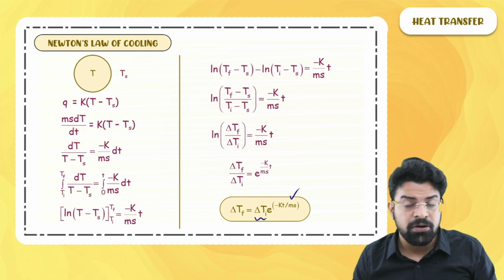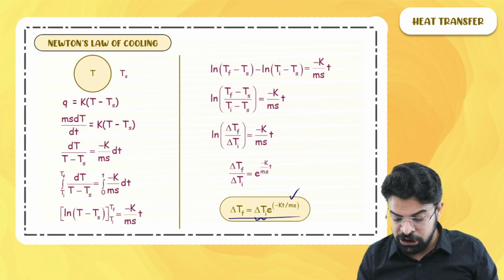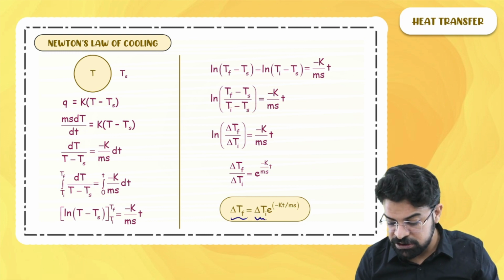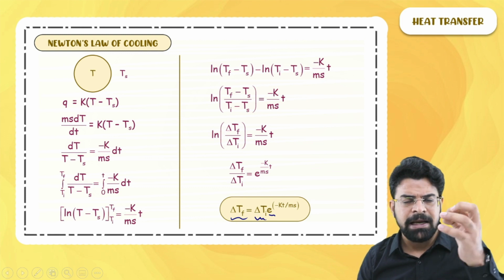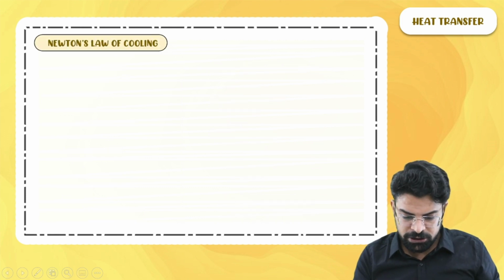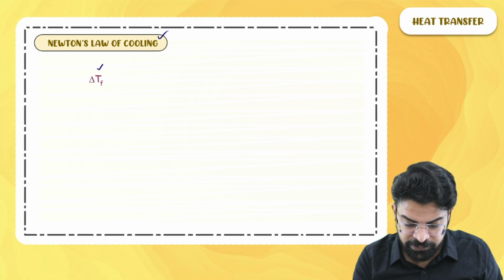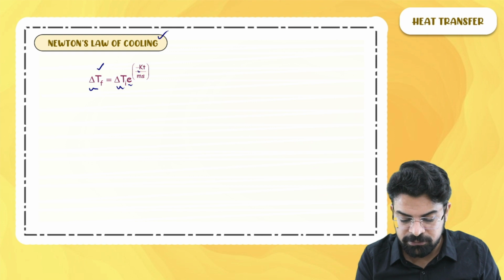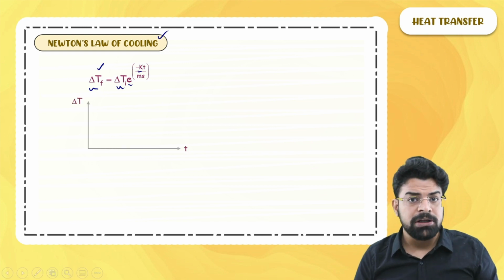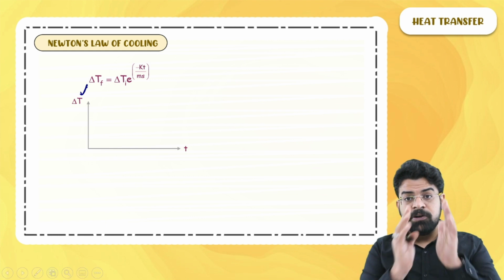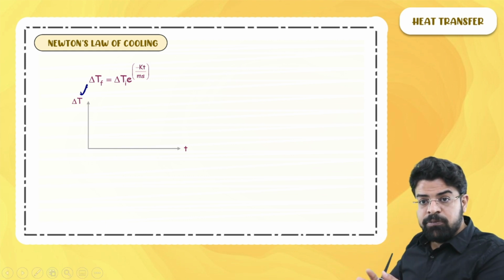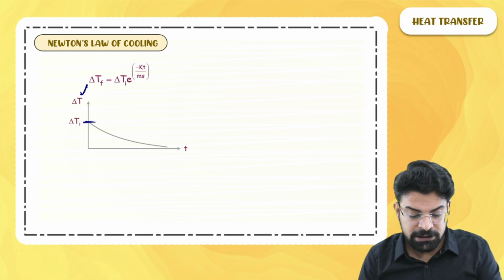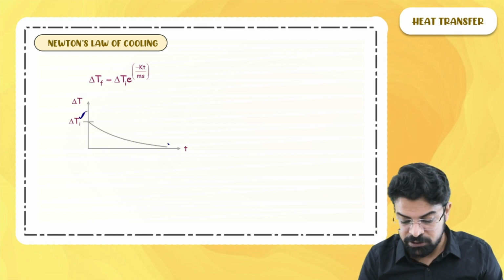So we are focusing on the graph. Keep focusing. Remember this equation. The temperature difference between the body and surrounding at any time t equals the initial temperature difference into e raised to the power of minus something into t. So what does the graph look like? When we plot the graph of temperature difference between the body and surrounding versus time, we get the same graph as we get in nuclear. So the temperature difference drops from the initial temperature difference to finally zero.